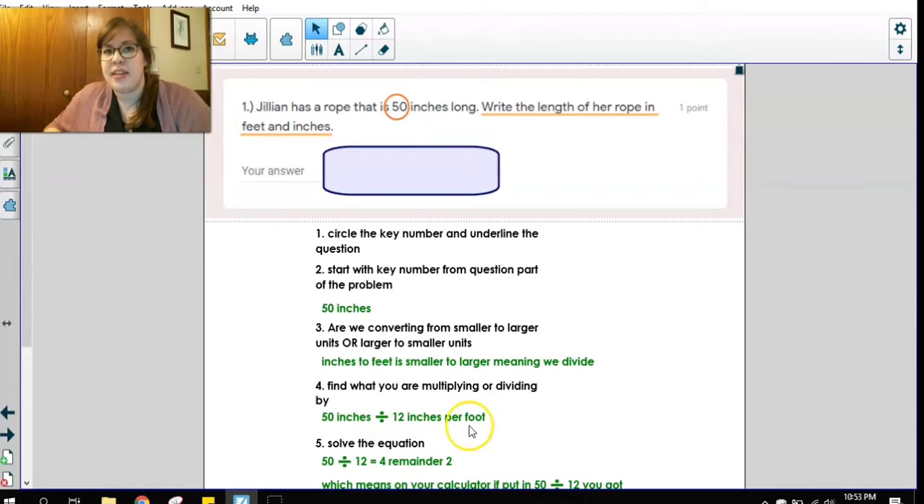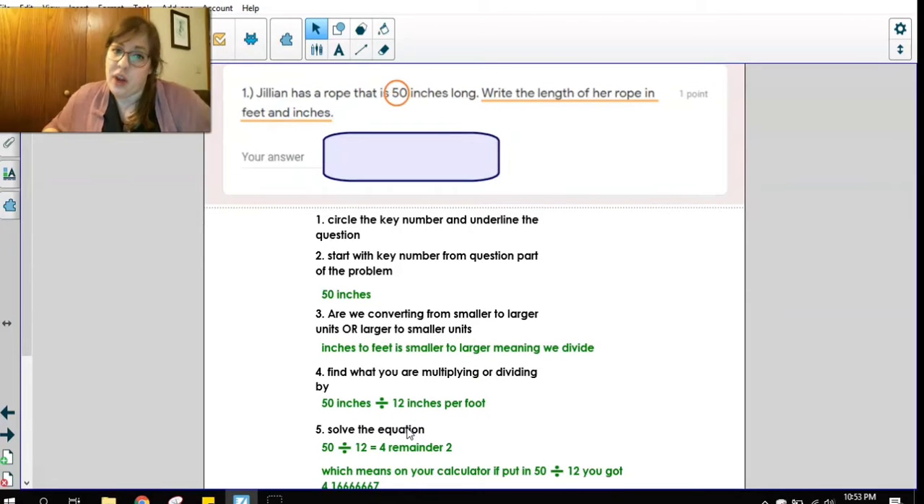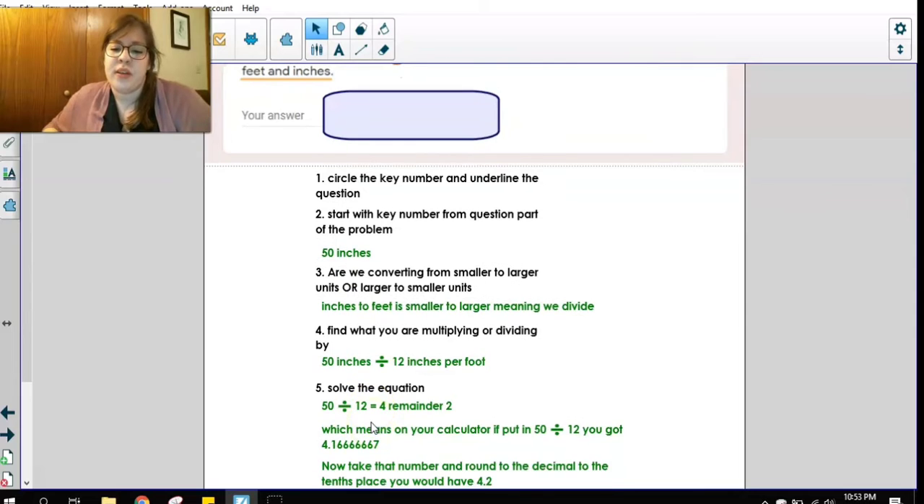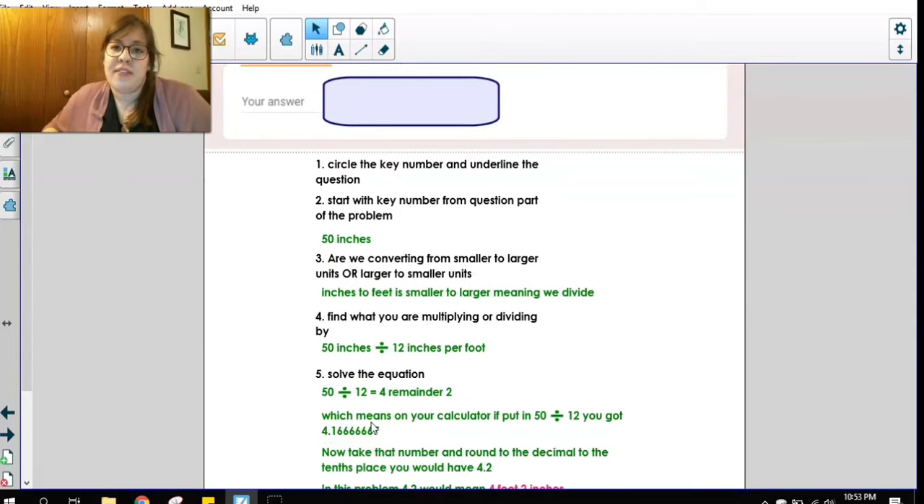So that next step is to figure out what you're dividing by. For this one, I knew it was 12 because there are 12 inches in 1 foot, and we're trying to figure out how many feet are in 50 inches. So to solve this equation, you take 50 and you divide it by 12. And then if you do this on a calculator, you're going to get 4.1666666, repeating all the way until your calculator's filled up.